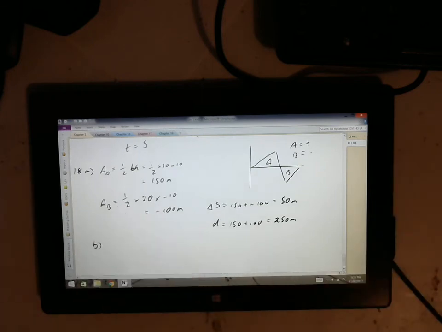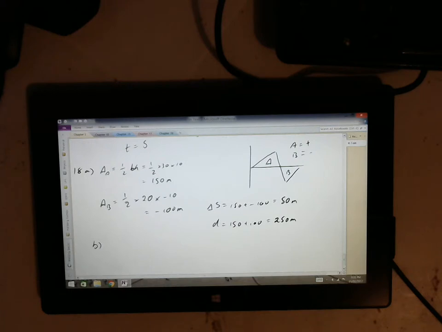Okay, B. Calculate the acceleration at 10 seconds, 30 seconds, and 45 seconds. So we're looking for the instantaneous acceleration. We're not asking for the average, otherwise it would have said the average acceleration. We want to know what is the acceleration at those points. So 10 and 30 aren't going to be too troublesome to do.